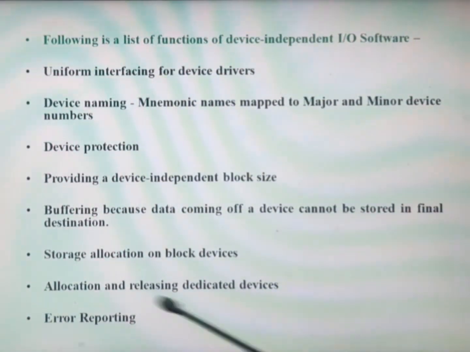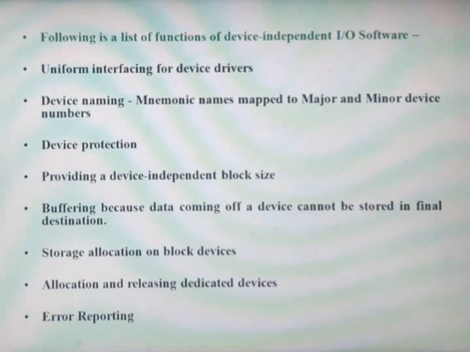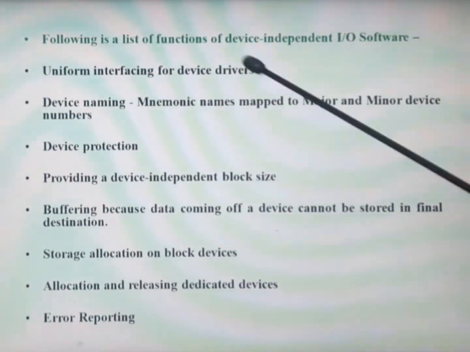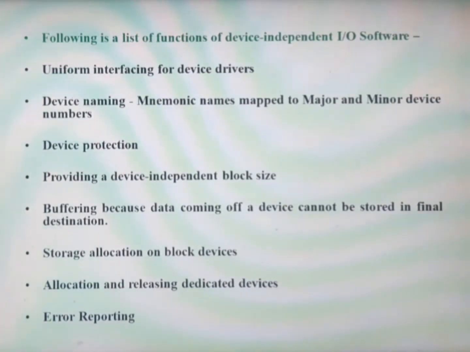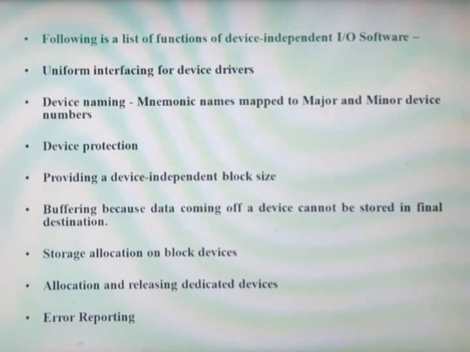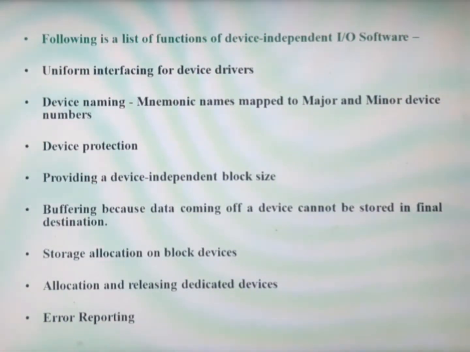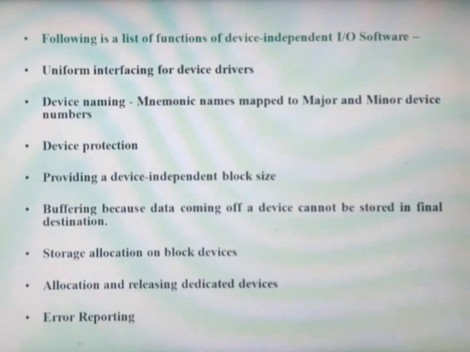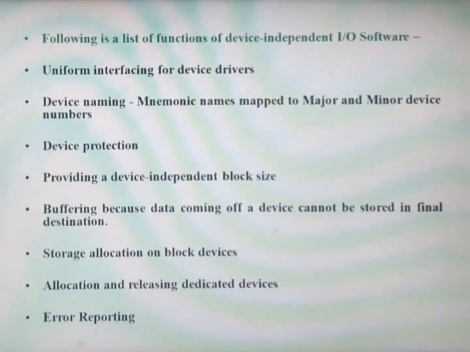And then error reporting. If some problem is there in your pen drive, let us say a virus is there, this will also be reported by the device independent IO software. These are the functions performed by device independent software. For every device, this software is very important, because it should not show any variations on different devices. It should be uniform, and it should provide the same interface to all the devices. This is all about device independent IO software.